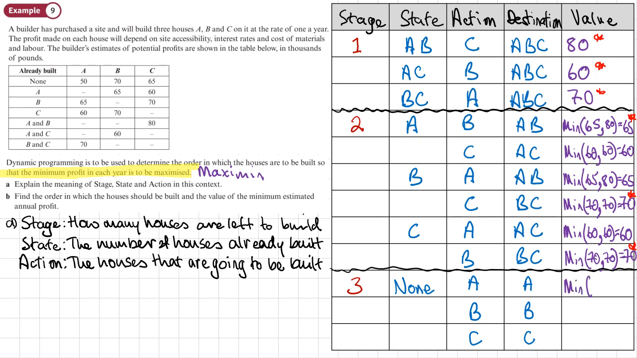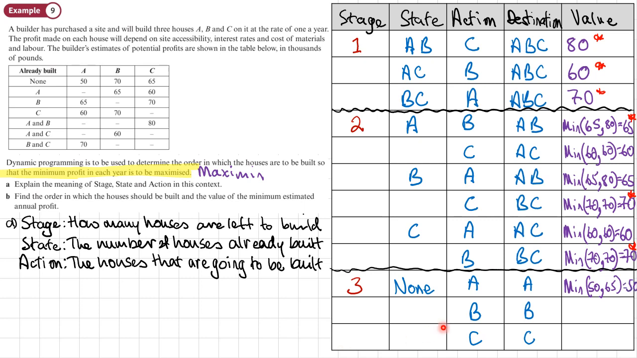So if I start with house A, where none have been built, that's going to be 50. And then if I go into the next stage with house A, then I pick the value that I've starred, 65. Whoops, in purple, 65. And I want the minimum of those two, which is going to be 50.